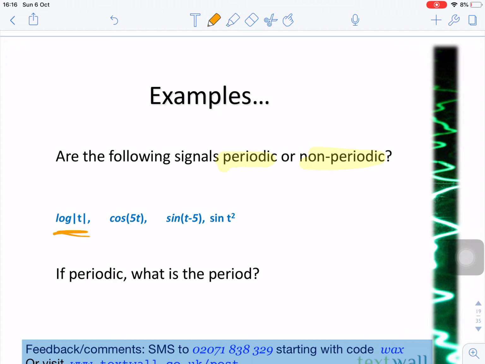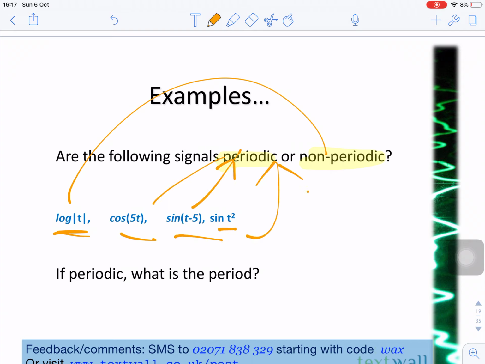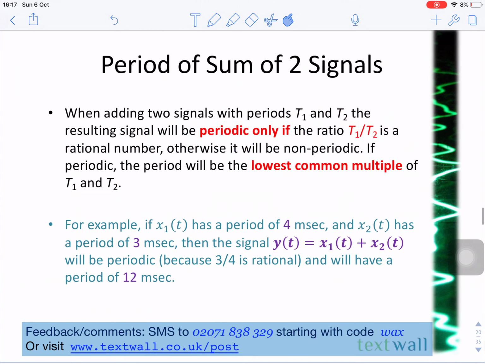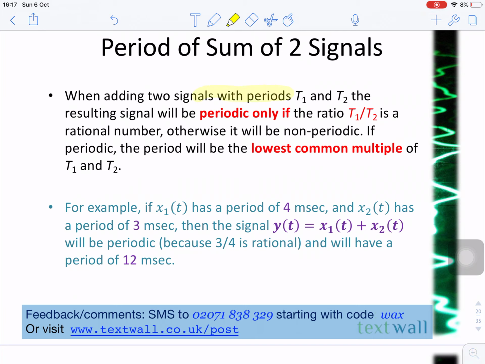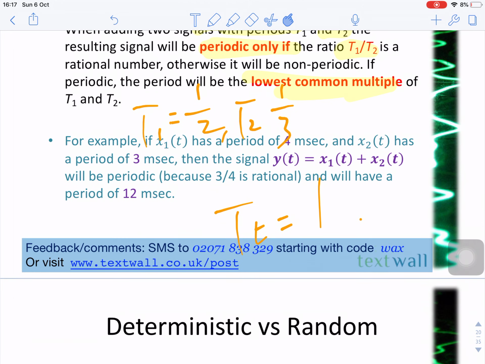So this one is non-periodic, and this one is periodic. This one is periodic, and this one is also periodic. When we add two signals with periods T1 and T2, the sum is periodic only if T1/T2 is a rational number, and the period is the least common multiple of T1 and T2. For example, if T1 and T2 are such that the total period T is 1, this is because the ratios are rational. So this is the key thing.